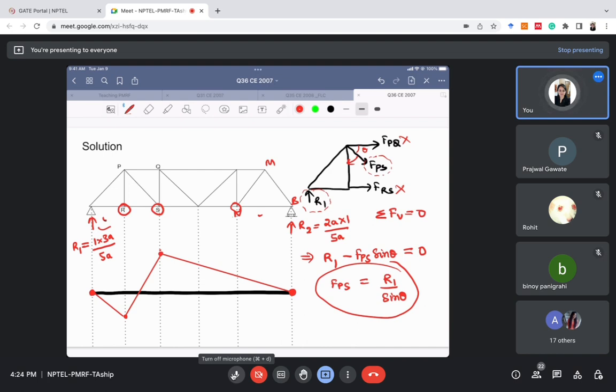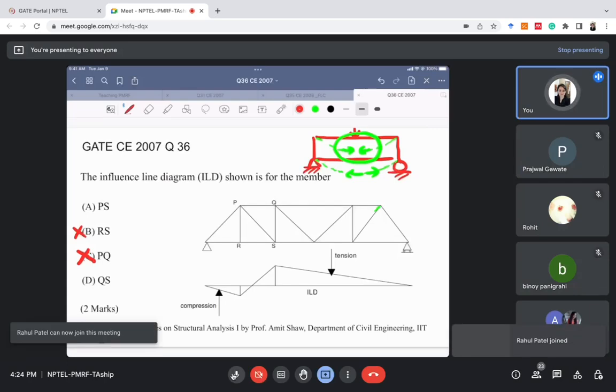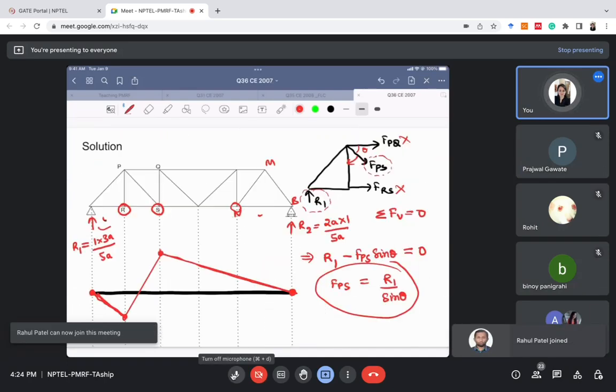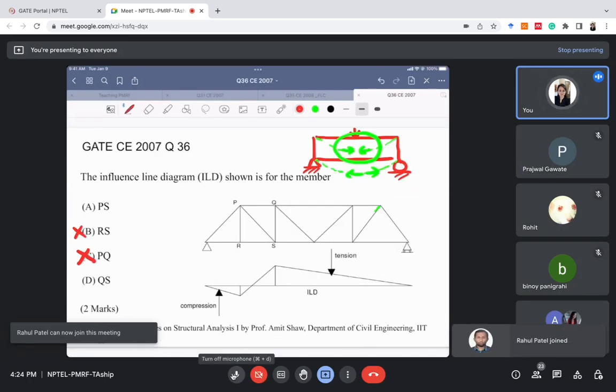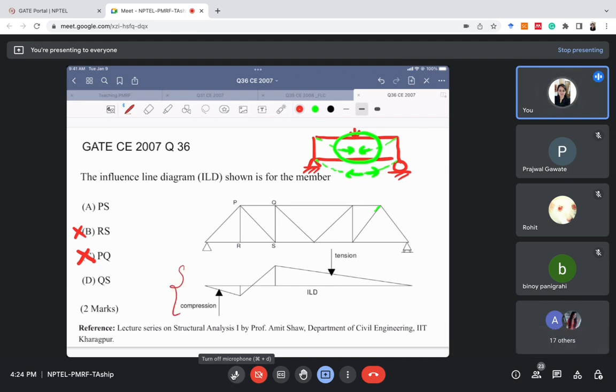Other than that, suppose it has come tension here, so it will remain tension till the end. And if it has come compression here, it will remain under compression till that support. So I hope it is clear. We have already solved this problem. So what option is it matching with? PS, yeah, it is matching with the ILD which is given to us. So the correct answer here is member PS. I hope it is clear.